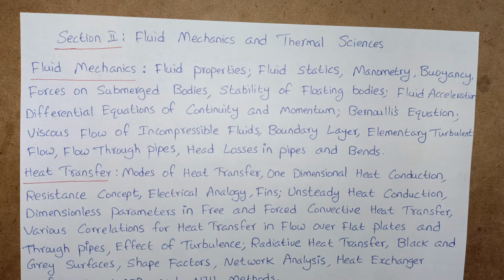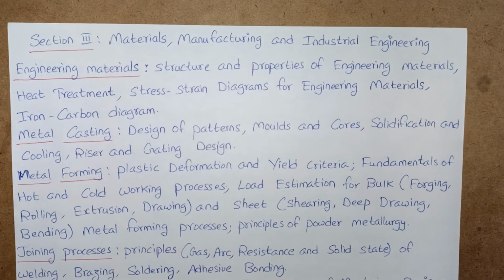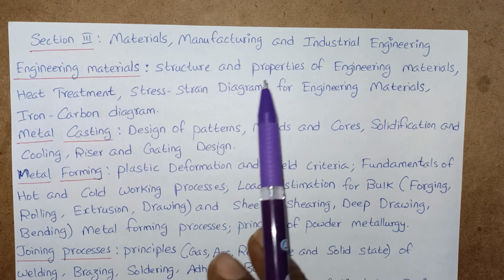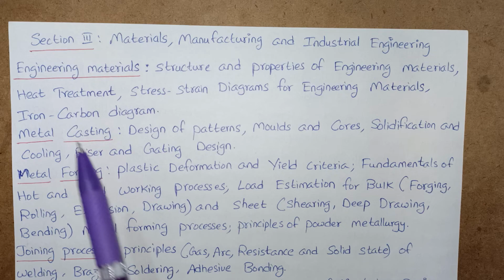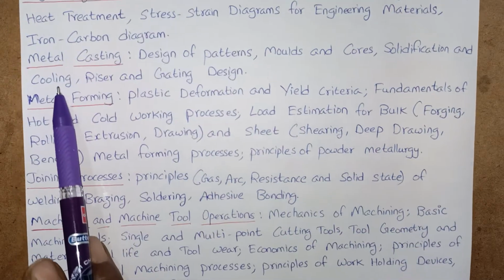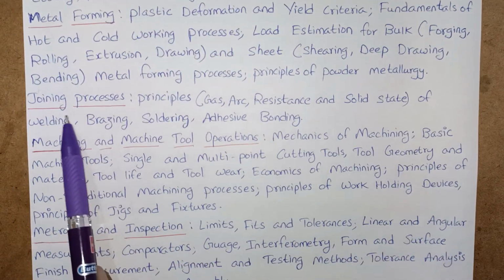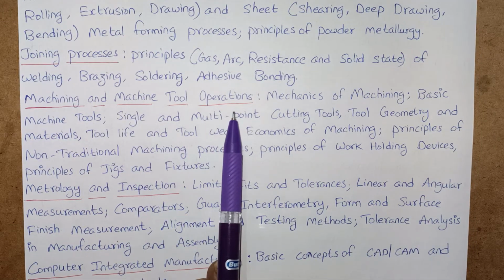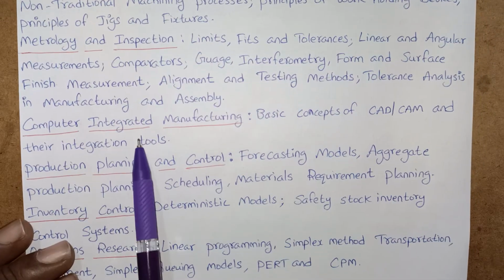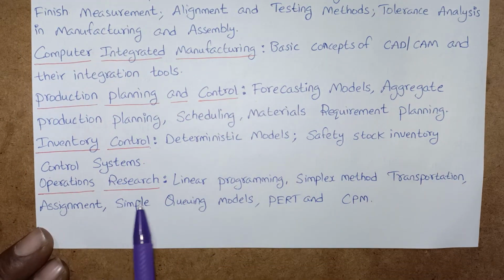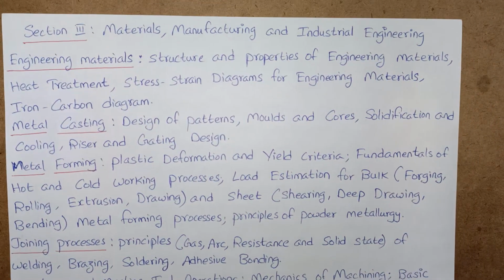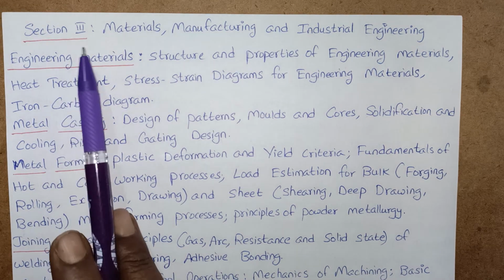Okay, so our paper 3, this is our third section, section 3: materials, manufacturing and industrial engineering. So this is our third section. In this we have subtopics: engineering materials, metal casting, metal forming, joining processes, machining and machine tool operations, metrology and inspection, computer integrated manufacturing, production planning and control, inventory control, operations research. Okay, so we'll start this one. We'll discuss the syllabus for our third section.